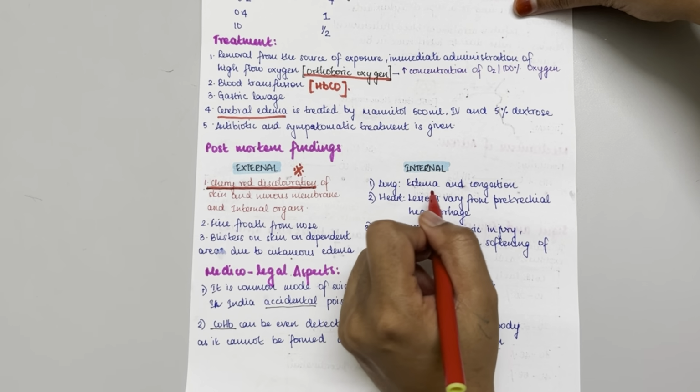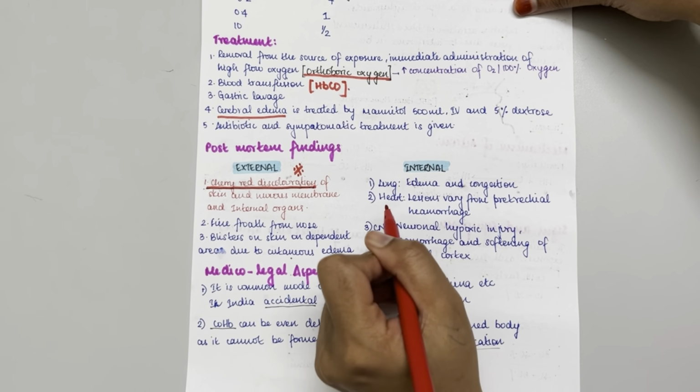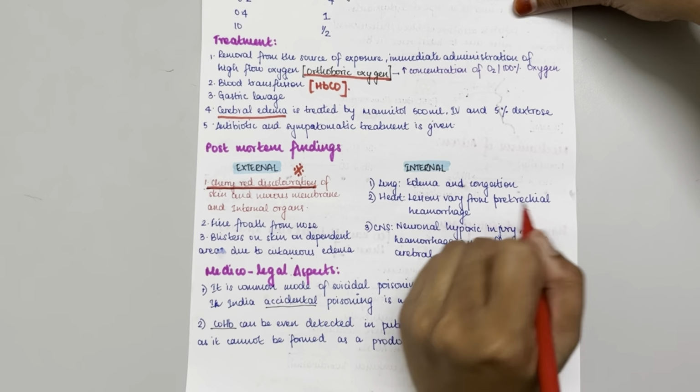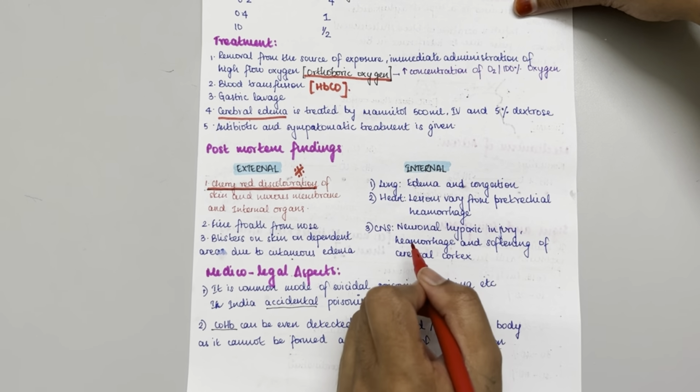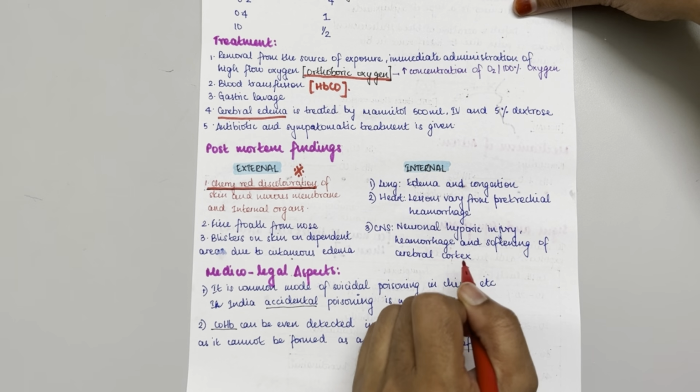Next, let us see about the internal features. In the lung, edema and congestion are seen. In the heart, lesions vary from petechial hemorrhage. In the CNS, neuronal hypoxic injury, hemorrhage and softening of the cerebral cortex.